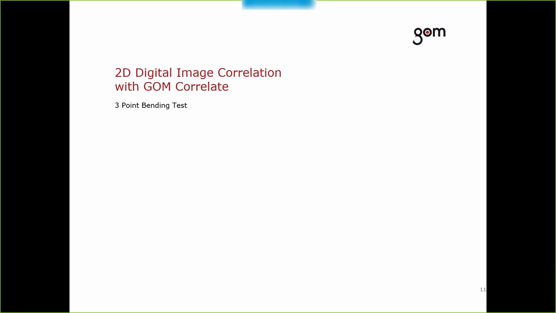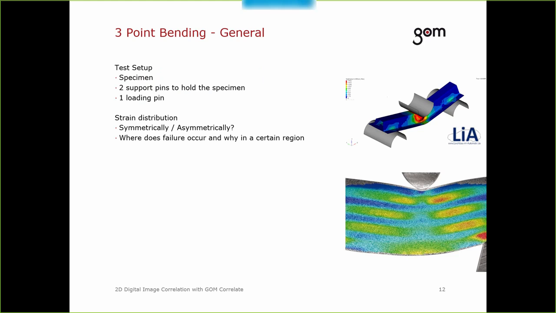Continuing with my presentation, the next application I would like to show you is our 3-point bending test. Now, a typical 3-point bending test commonly consists of a specimen, which you can see here in this nice image, and 2 support pins on either side, and also a loading pin, which is lowered with a constant force until the failure of the specimen. And due to the nature of this test, you can expect compression strain in the upper region and tension strain in the lower region. And beyond this, typical questions in this kind of tests are: is the strain distribution symmetrical or asymmetrical? Where does failure occur, and why in certain areas?